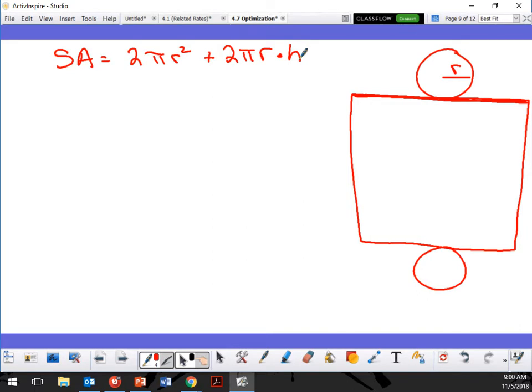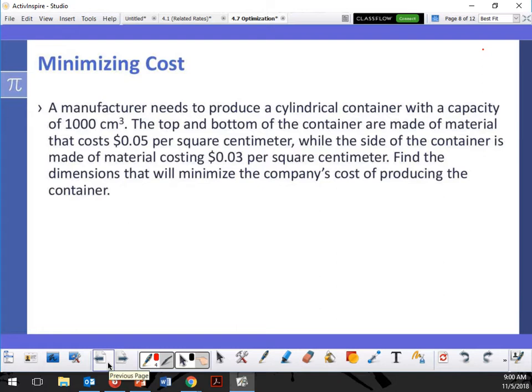So I had to come up with a formula first. I had to make a formula out of it. Now, capacity. What does that tell me if I'm looking for the capacity? Volume, very good. So volume is going to be 1,000 centimeters cubed.